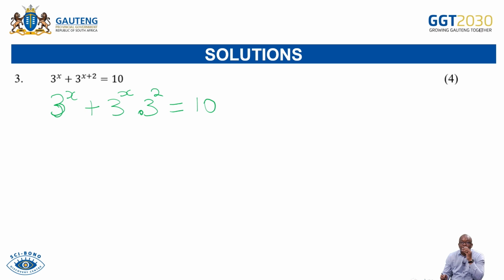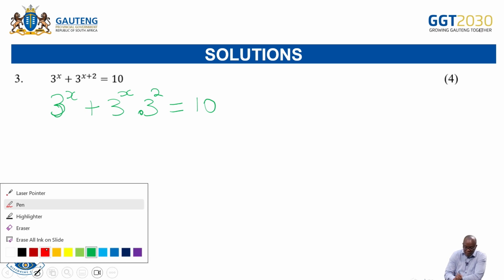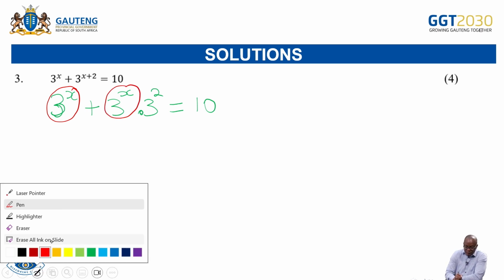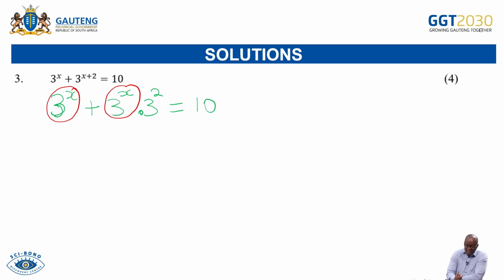You can see what I've done there. I separated the exponent of x plus 2 into the same base. Then from there you can see that on your left hand side we have a common factor of 3 to the exponent of x, and we take 3 to the exponent of x. Then we're going to have 3 to the exponent of x into 1 plus 3, like that.